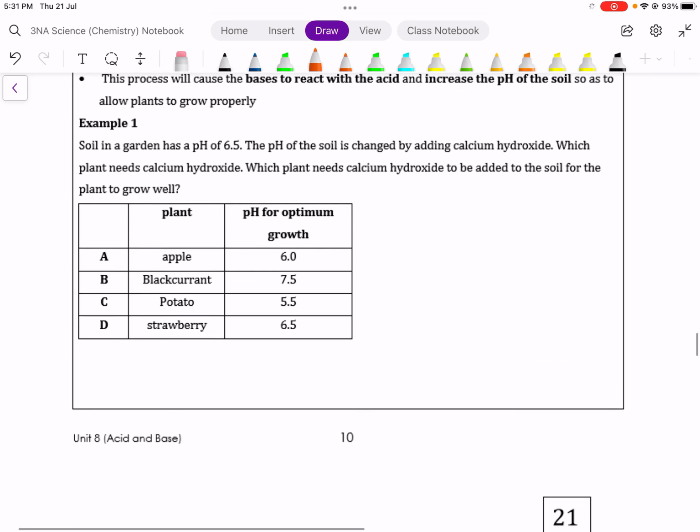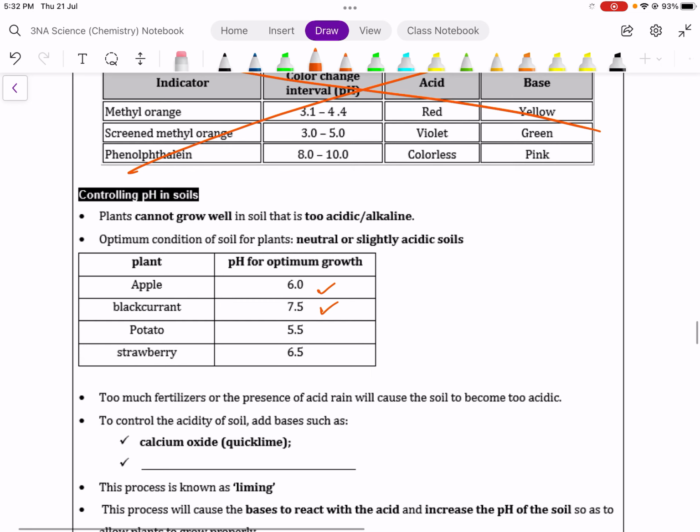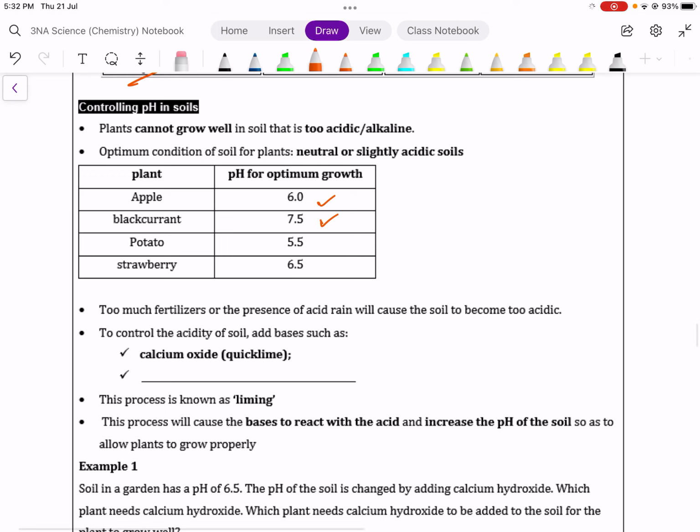Alright, next thing, also very important, controlling pH in the soil. Basically you can see different plants down here. Some grow better in pH 6 or acidic soil, or some better in slightly alkaline 7.5 like blackcurrant. So we have to control the pH of soil in order for plants to grow well. Let's see what we can do if you encounter, especially in areas with acid rain, that the soil will become acidic. What we can do is add a base to neutralize the acid.